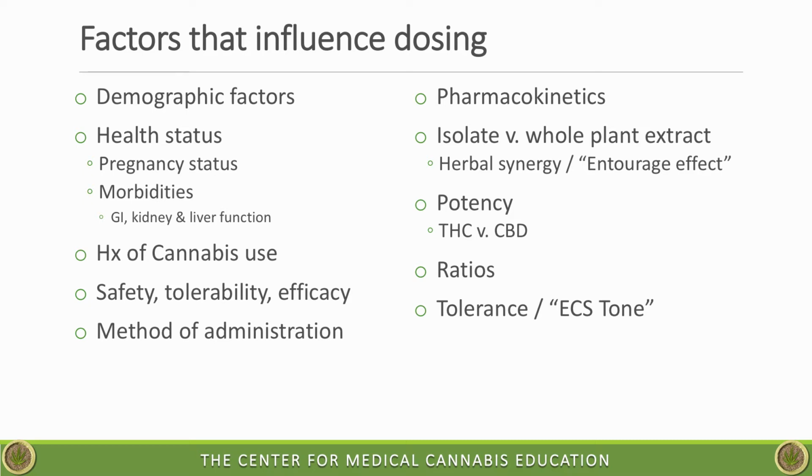Potency is the percentage of THC or CBD in a given sample. It is not dose. THC is much more potent than CBD is on a per milligram basis. And ratios are also not dose. These are typically expressed as CBD to THC. Often you'll hear a 2-to-1 or 8-to-1, something like that. And obviously this is not dose because a 2-to-1 could be 10 milligrams of CBD and 5 milligrams of THC, or it could be 100 milligrams of CBD and 50 milligrams of THC. Both of those are a 2-to-1.